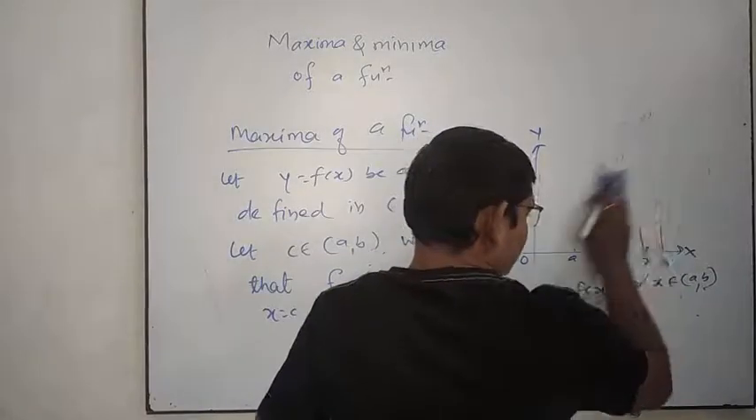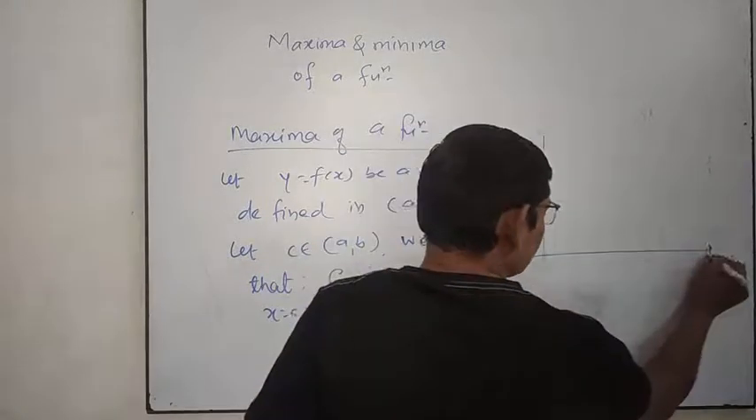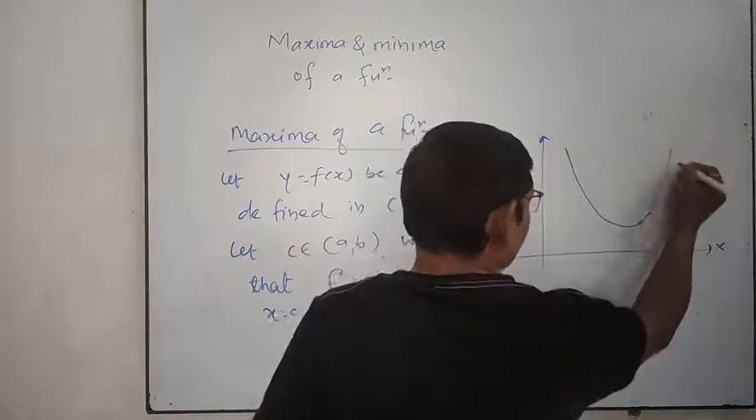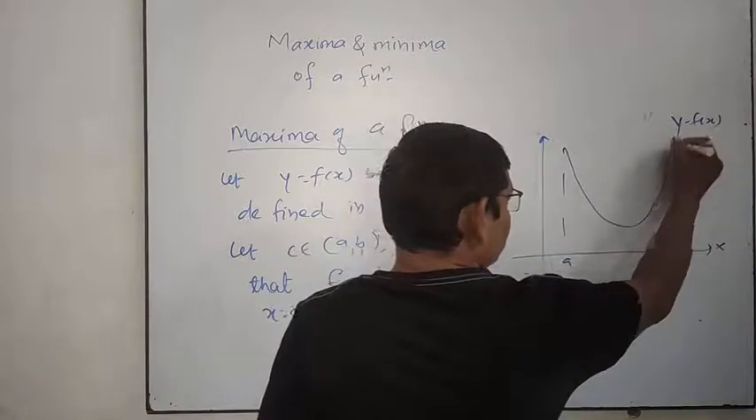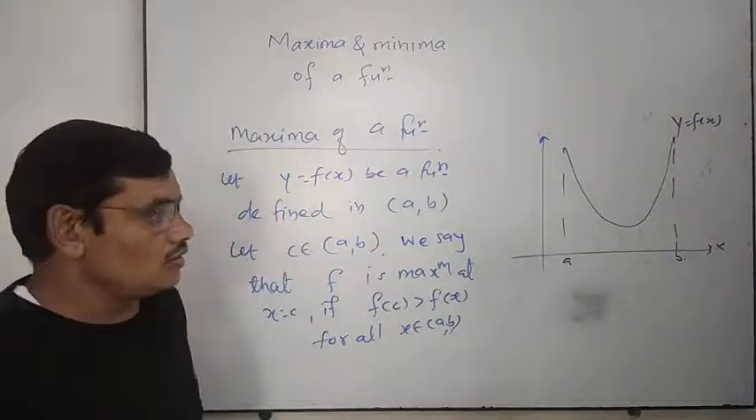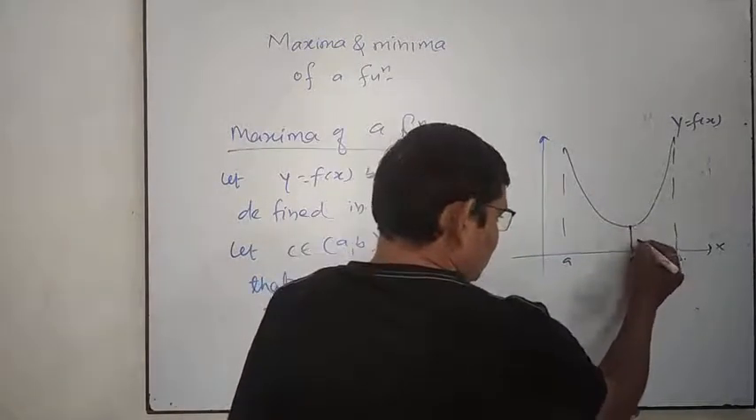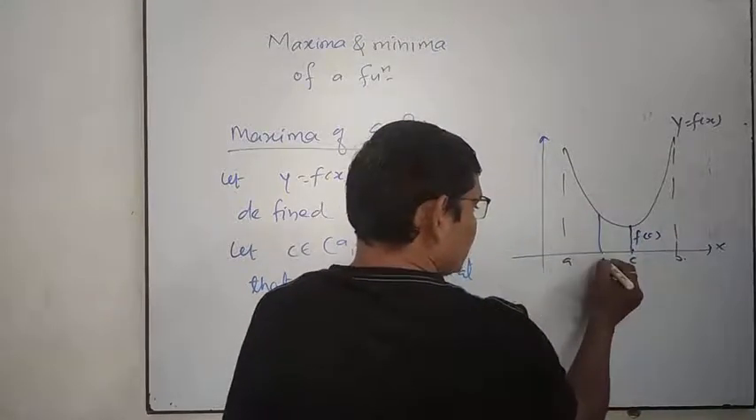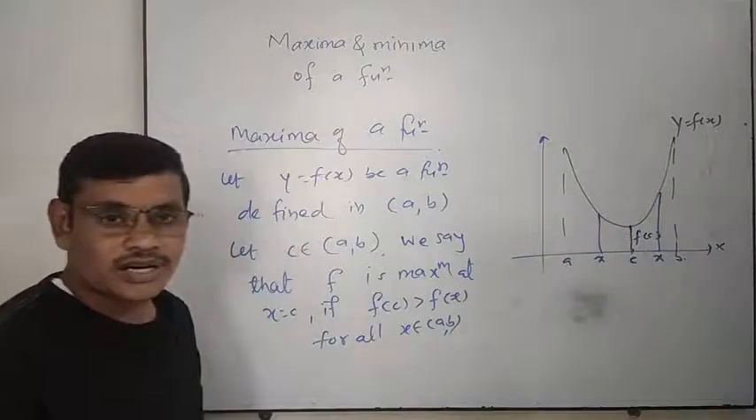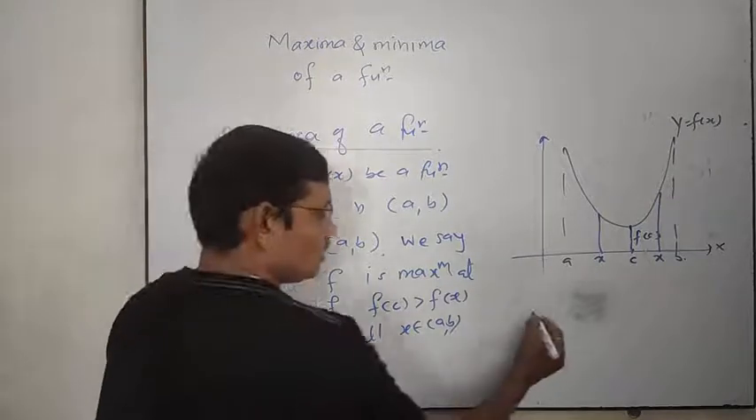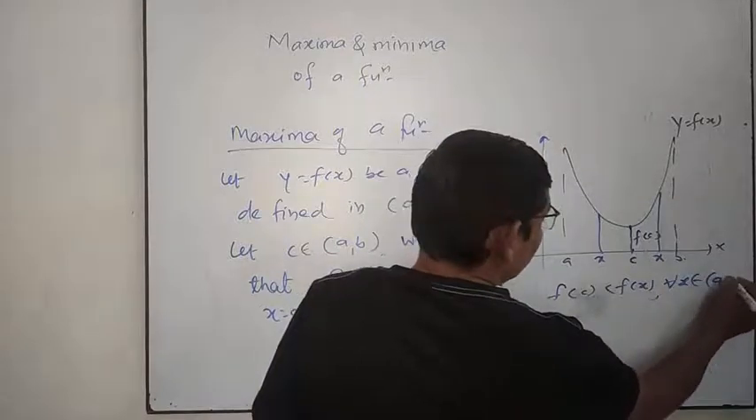So for that, we take another function, minimum of function. Let us consider y is equal to f of x is a function. This point is A and this point is B. If we take this point is C, then we observe that this f of C is less than any other value of function to the left side of, to the right side of C. Okay, so here f of C is always less than f of x for all x belongs to AB.